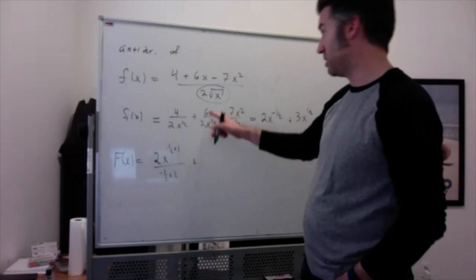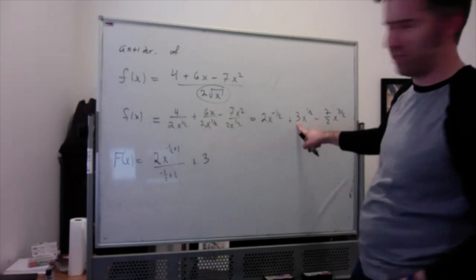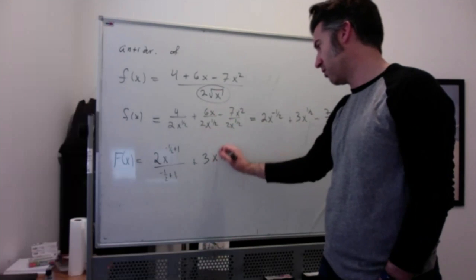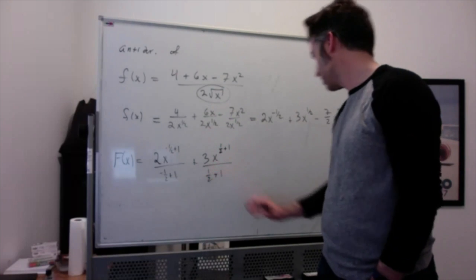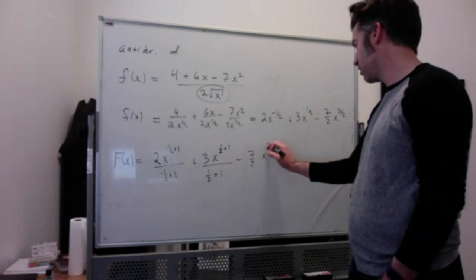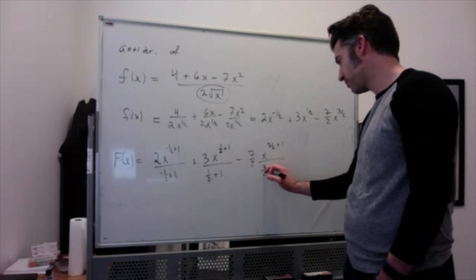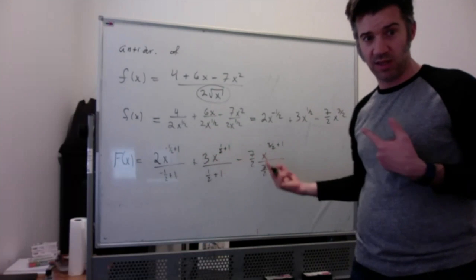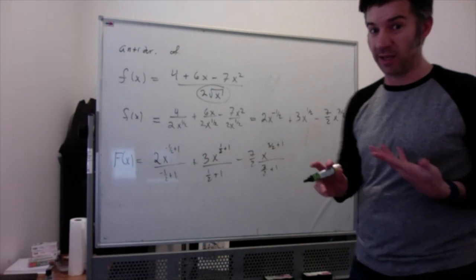This is going to be, what's 6 over 2? That's 3, which I did already here. But then my new power is going to be x to the 1/2 plus 1 divided by 1/2 plus 1. And then here I'm going to get negative 7/2 times x to the 3/2 plus 1 over 3/2 plus 1. You are going to want to get relatively proficient at doing this, adding 1 to a power and dividing by the new power, because you're going to do it a lot next week.